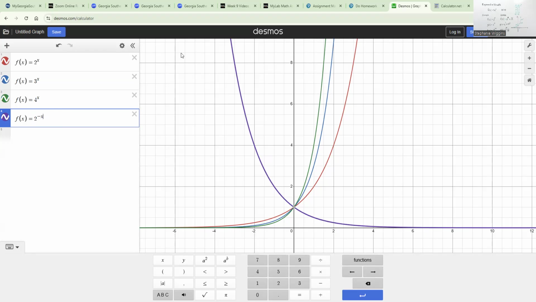All right, I hope this introductory video gives you a feel for how exponential functions work. I'm going to go ahead and look at some models of these exponential functions or applications in the next video.